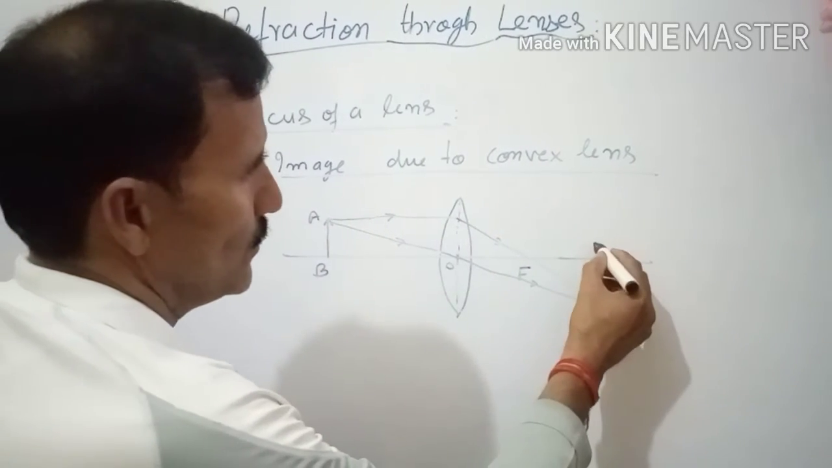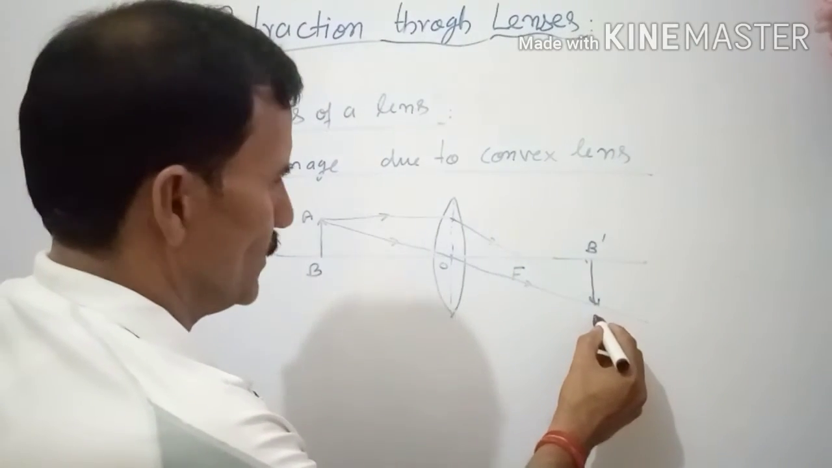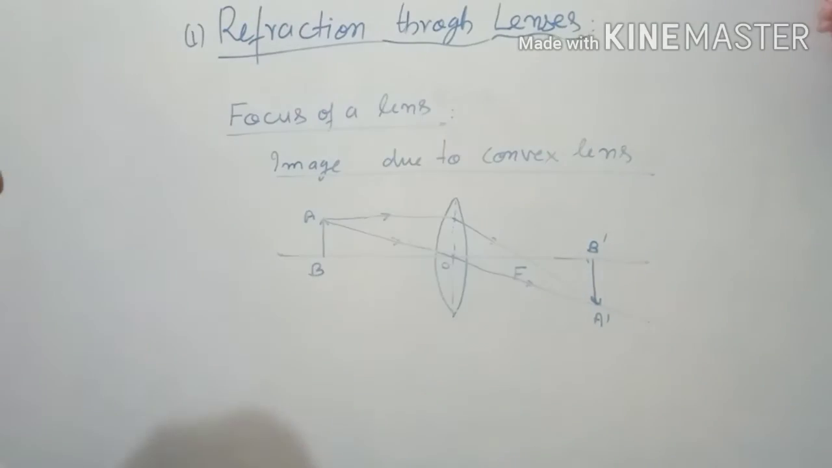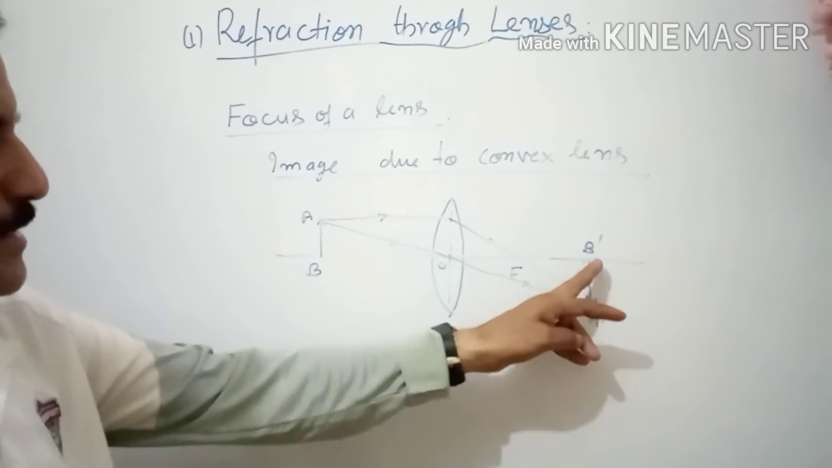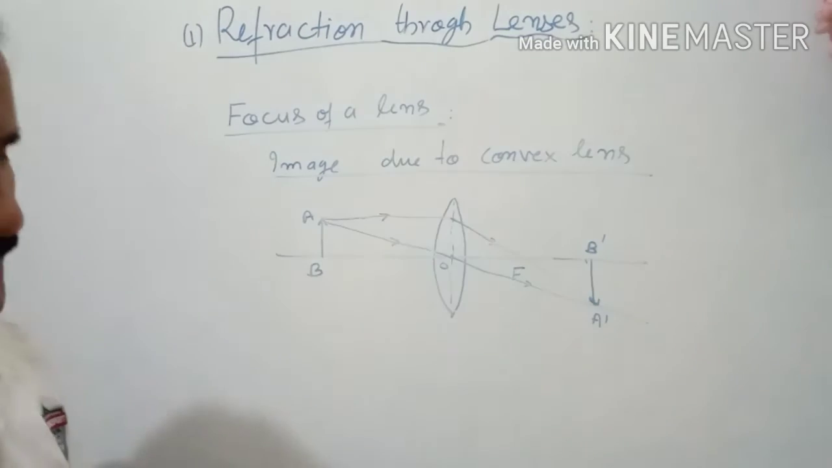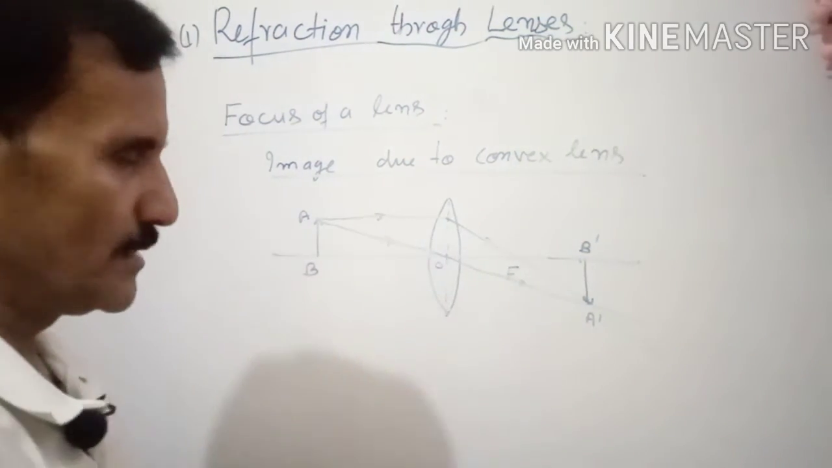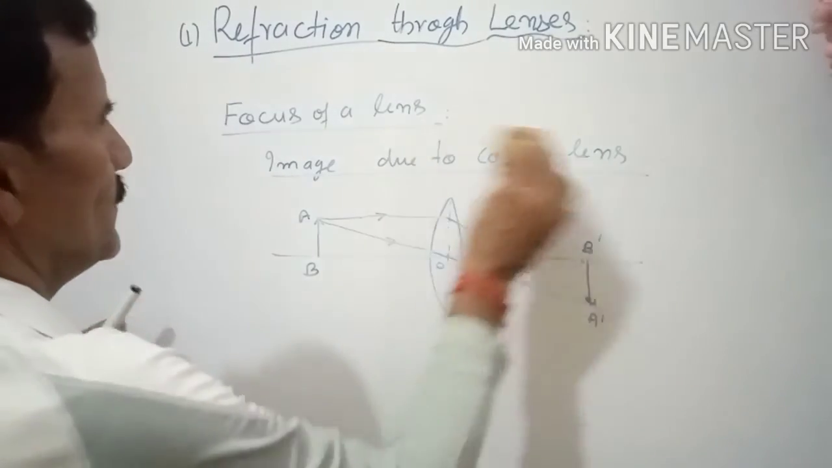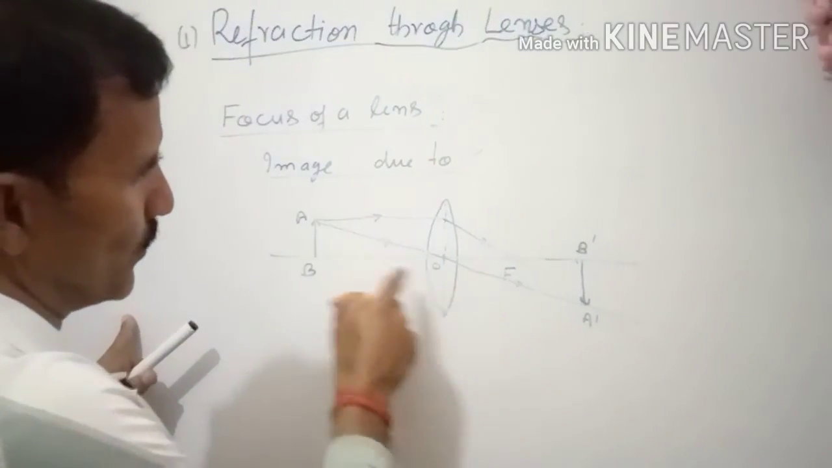How you are doing this, you must know, because we are going to use this formally. Okay. So this image is inverted and real. Virtual means that it is not in fact visible, but this is real. Now come to the image due to a concave lens. Okay, have you understood? There is no problem.